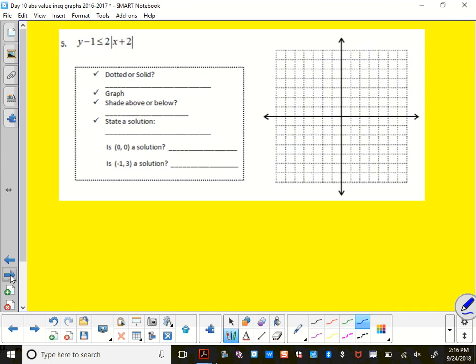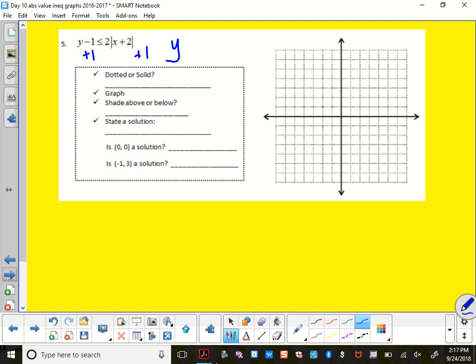Alright, on number 5, do I have y by itself? No, I cannot do this until I have y by itself. So that positive 1 needs to go. I'm going to add 1 to both sides. Notice how I added it to the back. We never ever touch anything inside the absolute value. And my first number, that 2, is being multiplied, so I'm adding it to the back because it's really like plus 0 back there.